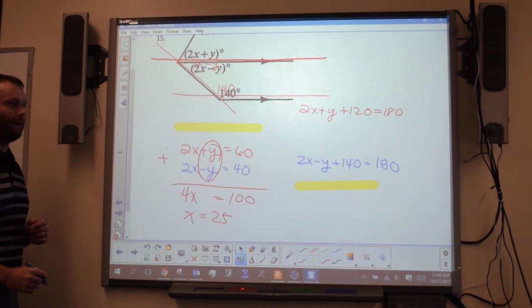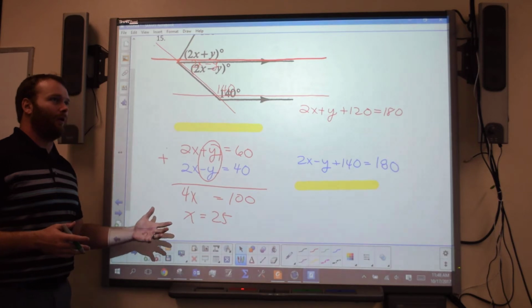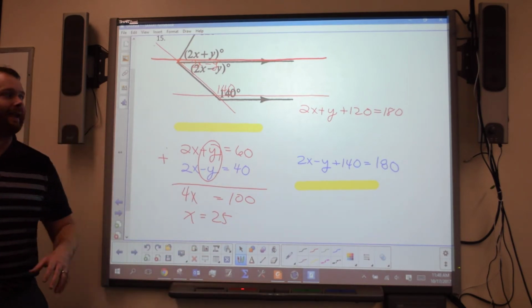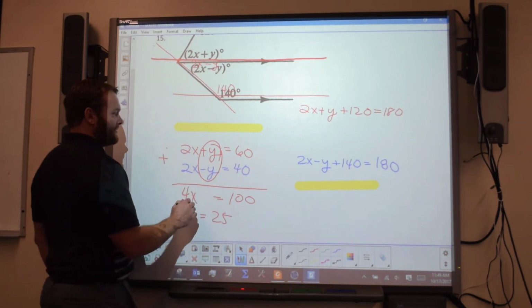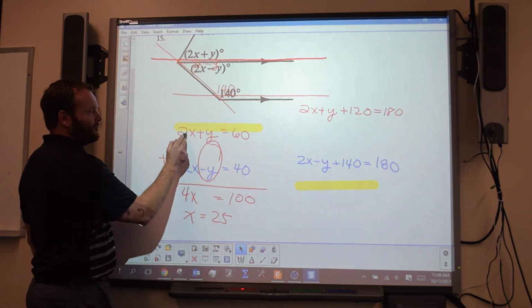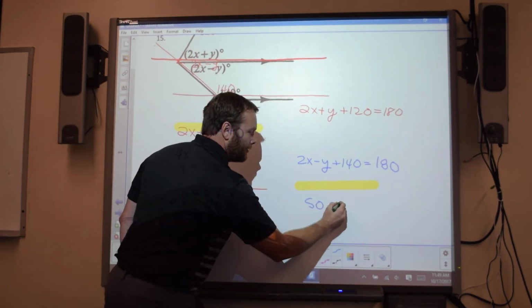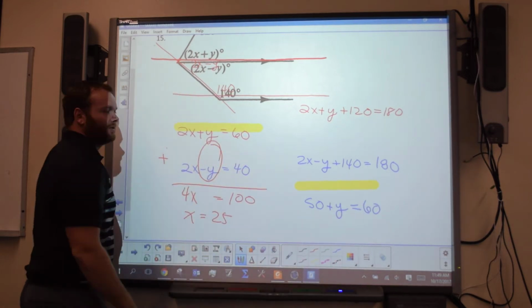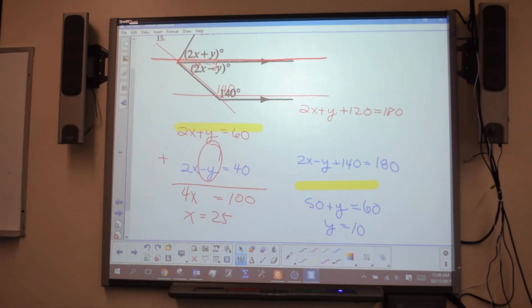25. Now, if I need to find y, because I found x: of all the equations that you have developed in any one of these systems of equations problems, whenever you solve for x or y, whatever variable you find first, you can plug that back into any equation that you started with to find y. So I'm going to plug that back into this equation right here. If x is 25, that would be 2 times 25, so that would be 50. Plus y equals 60, correct? So what's y going to be? 10. Now that is using elimination, right?